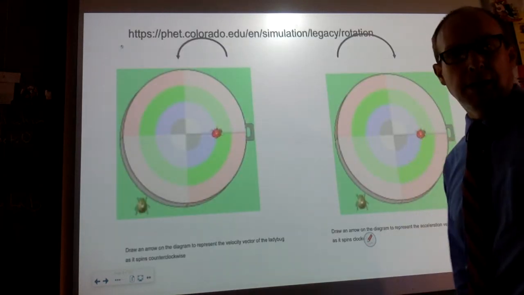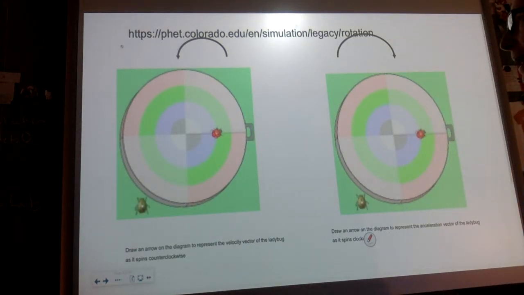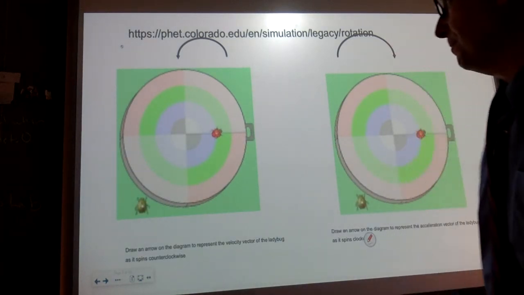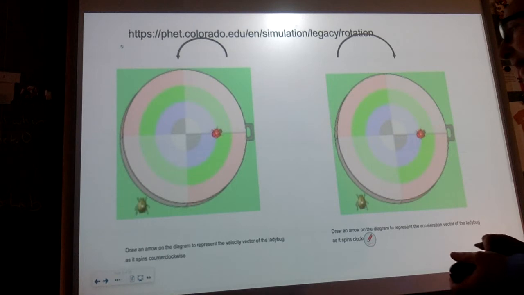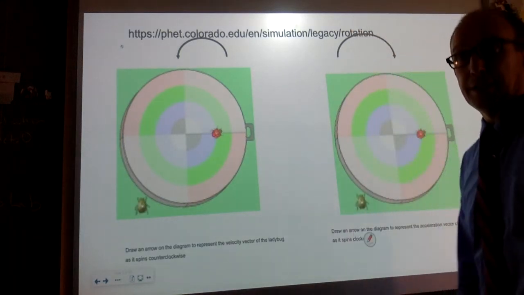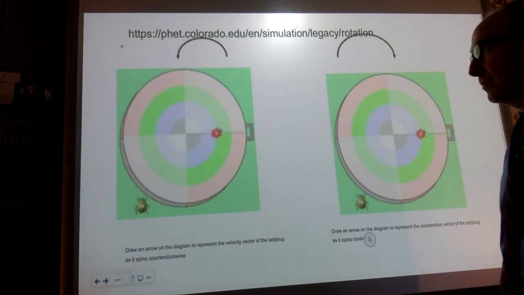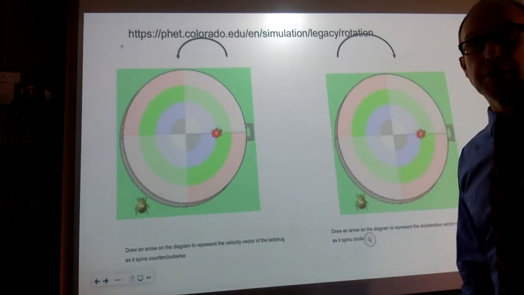All right, so hopefully you'll be able to read that. It's kind of small in there. I have the ladybug that is turning first counterclockwise, or anti-clockwise if you're in Great Britain. I draw an arrow on the diagram to represent the velocity vector of the ladybug as it spins counterclockwise. I'll give you a second to write down your prediction for that, when it's at that point and spinning counterclockwise.